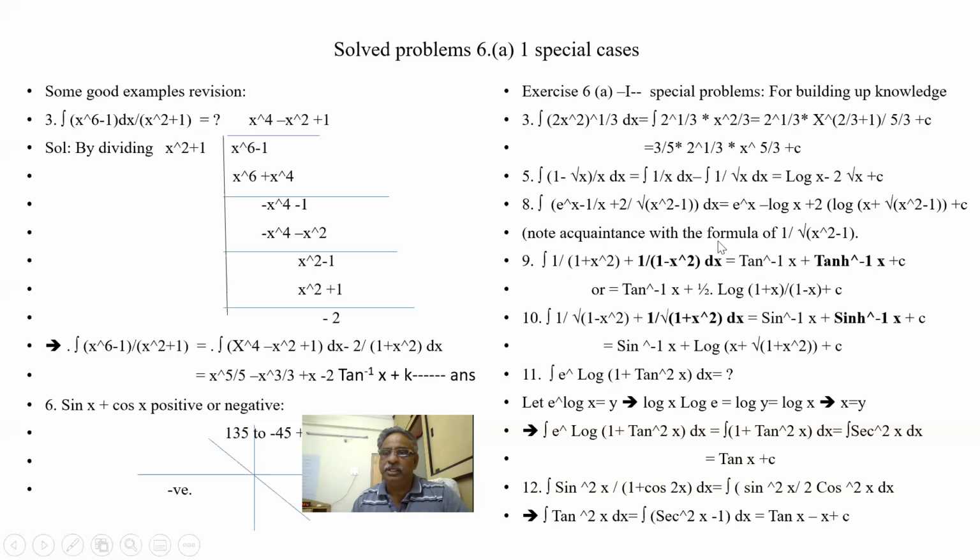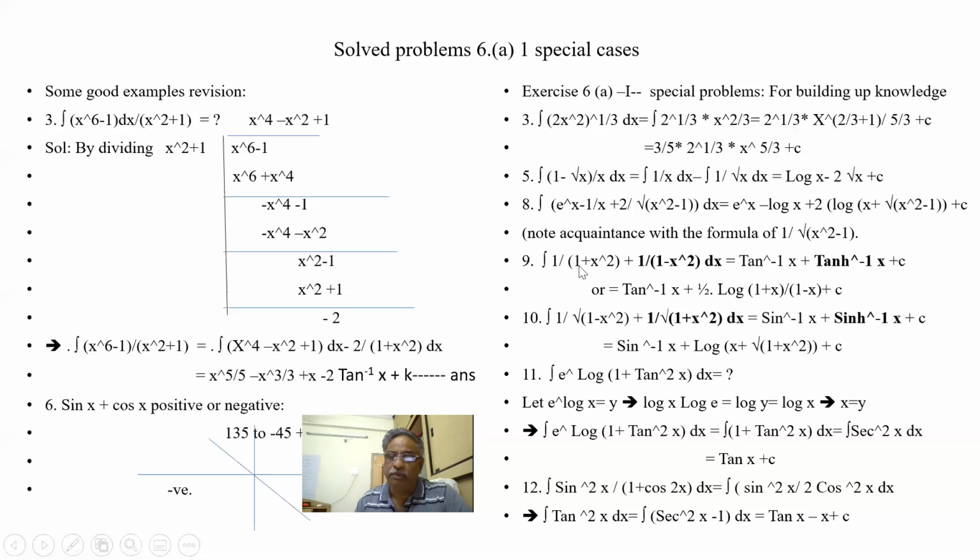We have to get acquainted with the formula of 1 by square root of x square minus 1. Once we solve the problems, we will be getting it. So if it is 1 by square root of x square minus 1, it is log of x plus square root of x square minus 1. If it is x square plus 1, log of x plus square root of x square plus 1. Now, integral 1 by 1 plus x square is simply tan inverse x. 1 by root of 1 minus x square is sin inverse x. If it is root, it is sin inverse x. Since it is not root, it is tanh inverse x.